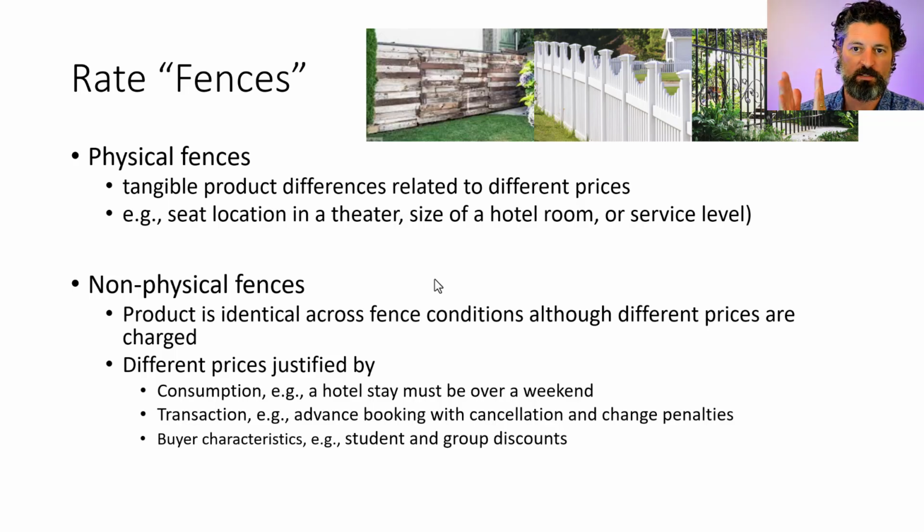This is an airline seat that you get to buy the day of. This is an airline seat you get to buy 3 months in advance. This is travel on a Wednesday. This is travel on a Friday. All these different things that are slightly different versions of each other. The dividing lines between those are referred to as rate fences. And essentially, again, marketing, to a large extent, is figuring out these fences and creating them.